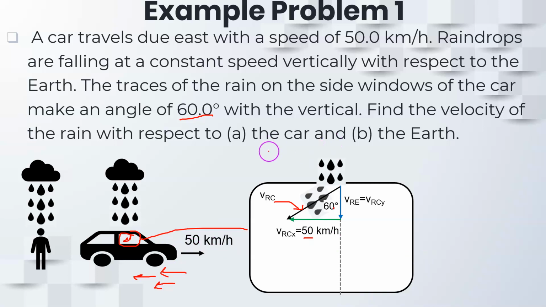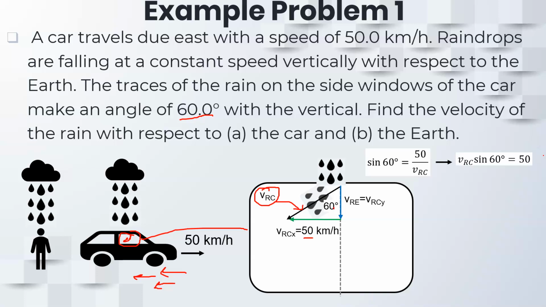So let's do part A first. We want to find the velocity of the rain with respect to the car. So that would be VRC. So if you look at the triangle, the sine of 60 degrees is going to be opposite, which is 50, over the hypotenuse, which is VRC. Then I'm going to multiply both sides by VRC.